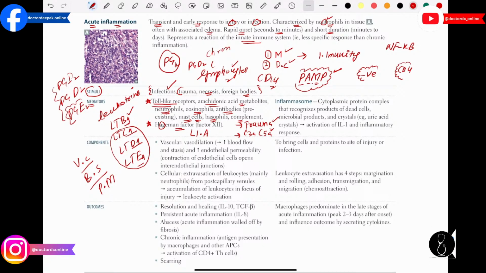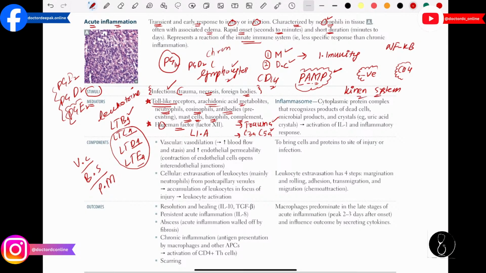Then how many systems is the Hageman factor going to activate? It is going to activate the coagulation system, the fibrinolytic system, the complement system, and the kinin system. So these are the important points. If they ask you what the kinin system is, because this is also not mentioned here in your book.